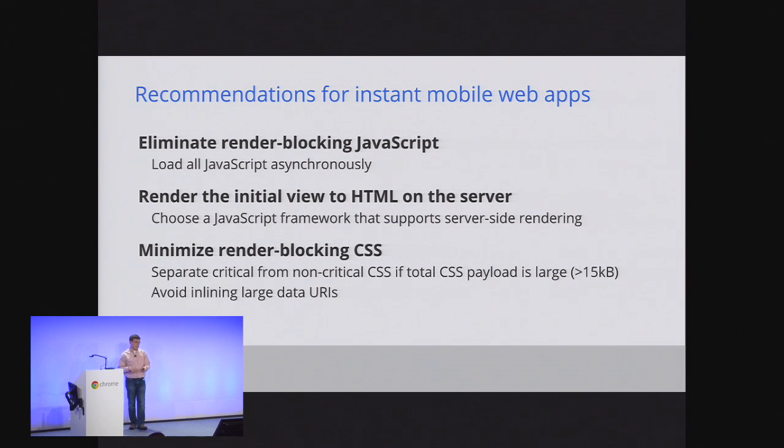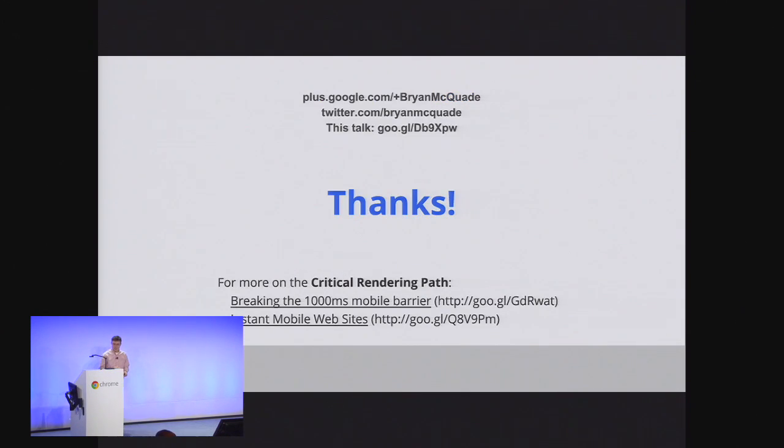And then finally, serve up as little CSS as you need to render the initial view. Be mindful of just how much you're serving. And largely, you can accomplish that by just not inlining large data URIs into your CSS. I think if we stop doing that, our CSS size, for the most part, will become manageable and will be reasonable to load in a render blocking way. So that's everything.